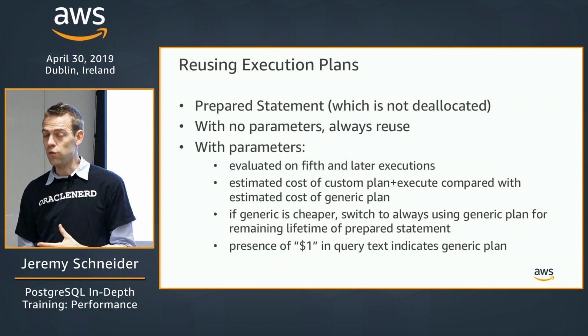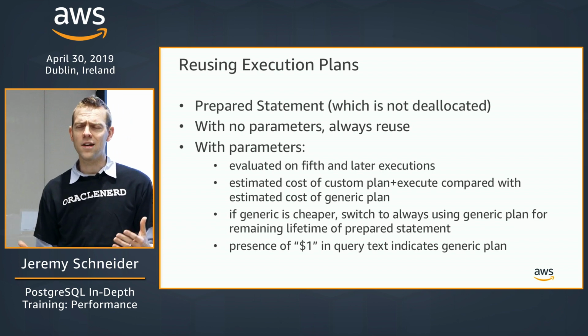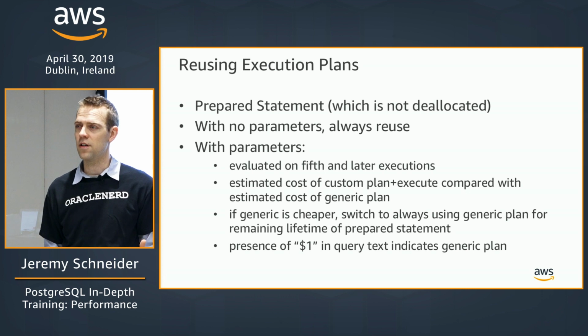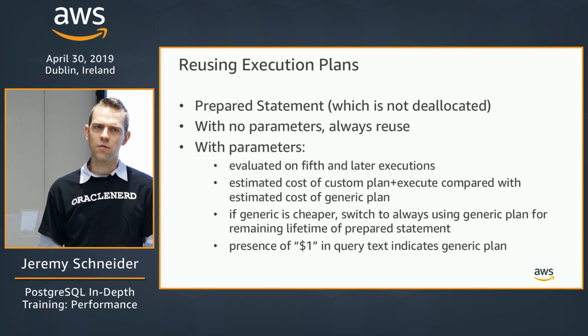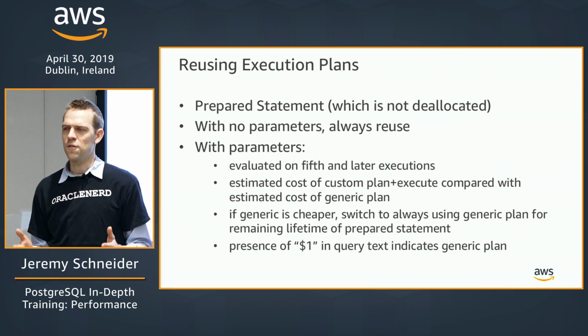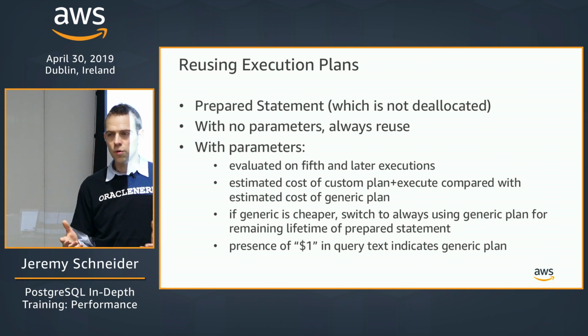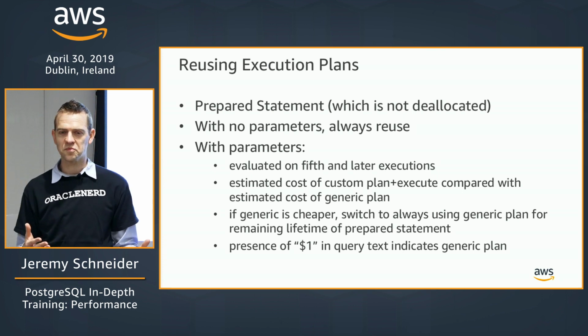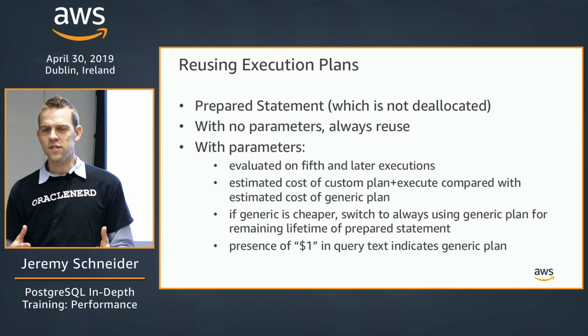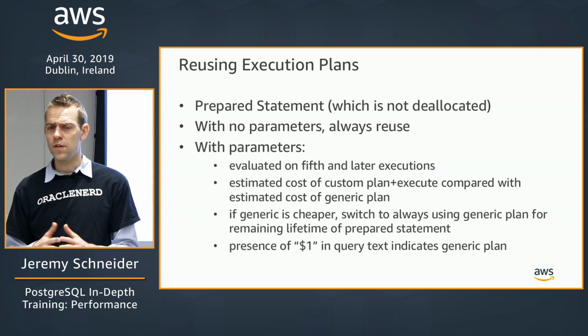Whereas, what's the right thing to do? The right thing is, well, I know that like 90% of this table is Ireland. So just read the table and throw away the 10% that I don't need, right? That's the fastest way to do that. So you have a data distribution situation where you don't necessarily want to have the same plan.